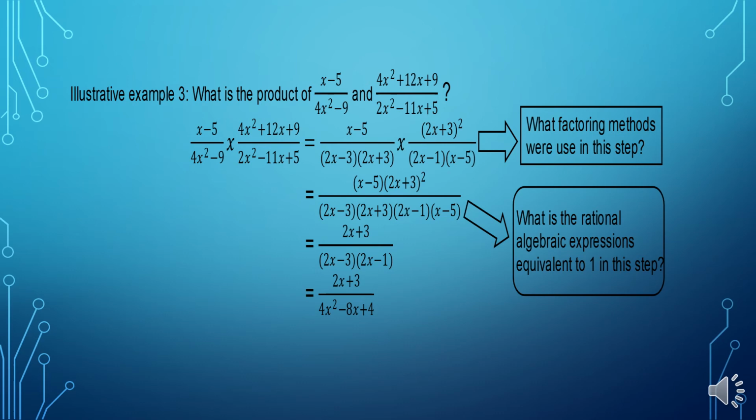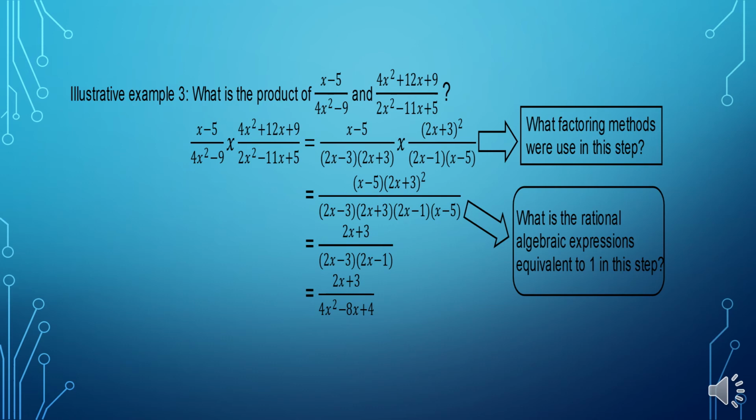After that, we're going to combine into one fraction. x minus 5 times 2x plus 3 raised to 2 over 2x minus 3 times 2x plus 3 times 2x minus 1 times x minus 5. Same as usual, cancel anything that has the same variables. Just like here we have x minus 5 in the numerator, and in the denominator we have also x minus 5, so we can cancel it out.